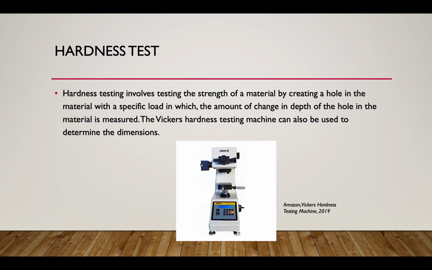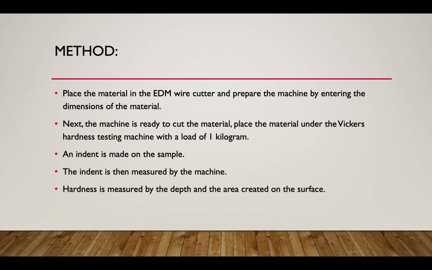Another method to find the strength of a material is a hardness test. Hardness testing involves testing the strength of a material by creating an indent in the material with a specific load, in which the amount of change in depth of the indent in the material is measured. The Vickers hardness testing machine can also be used to determine the dimensions. We first place the material in the EDM wire cutter and prepare the machine by entering the dimensions of the material. Next, the machine is ready to cut the material.